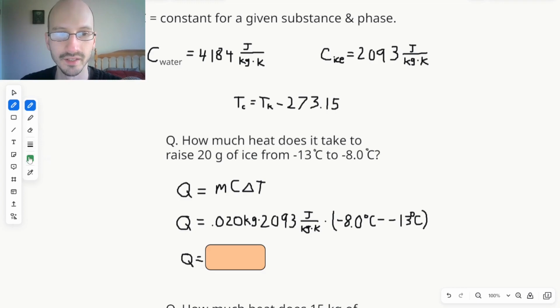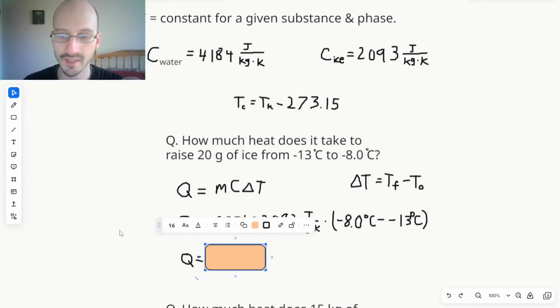So remember a delta anything, in this case temperature, is equal to the final minus the initial. It's the difference. It's what the change is. So here we have the final temperature, negative 8 degrees, and then the initial temperature, negative 13 degrees. And they're negative, and we're subtracting them, so we get a double negative here. When you're writing it on your homework, you don't have to do the double negative. You could just switch the order of the numbers. So then we calculate, and we get an answer.